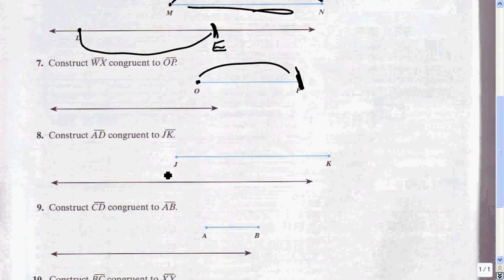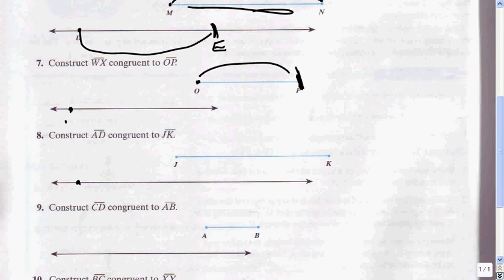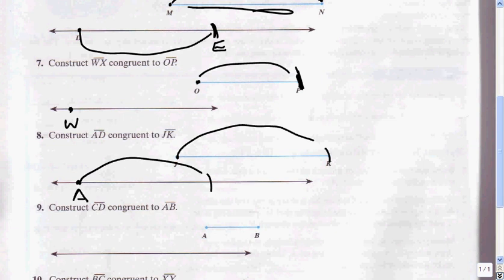Construct AD congruent to JK. Well, don't forget to put your little dot there. Oh, here they wanted you to label this W. I called it A. Here they want you to label it A. So you put your dot, label it A, and then you measure from here to here with your compass. The way you do that again is you put your needle here, open up your compass till you get the pencil part to the K, and then you strike an arc. Without moving the compass, you put the needle on A, you strike another arc. And that segment should be congruent, and we're going to call it AD. That segment should be congruent to this segment here.